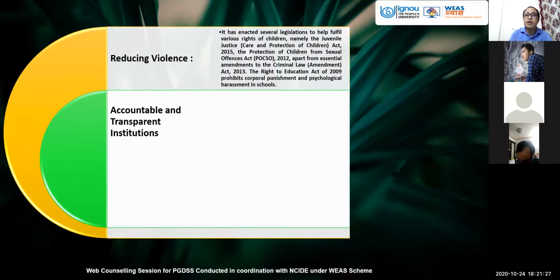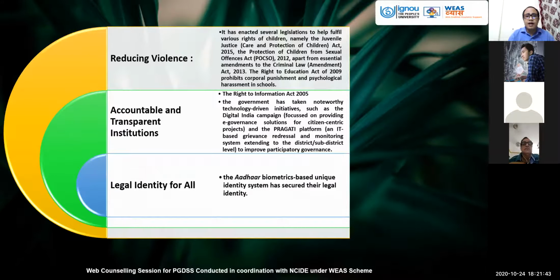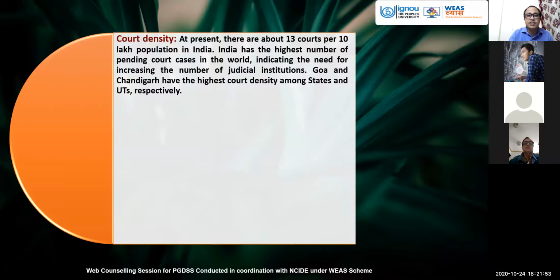That's why we have a number of legislative interventions, like the Juvenile Justice Act, POCSO, and others. Then we need to have accountable and transparent institutions. We have the Right to Information Act, the Progressive Platform. These are some of them. Then for peace and equality, we have biometric-based legal identity for all. That is very important to maintain, to give a legal identity.